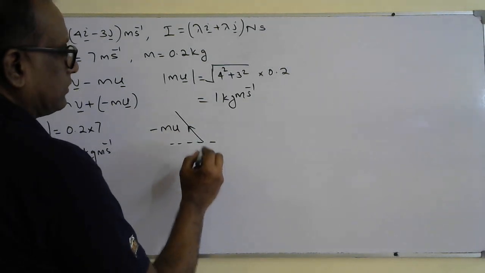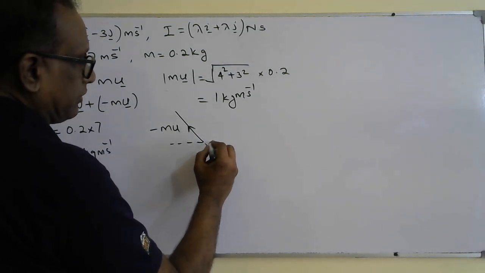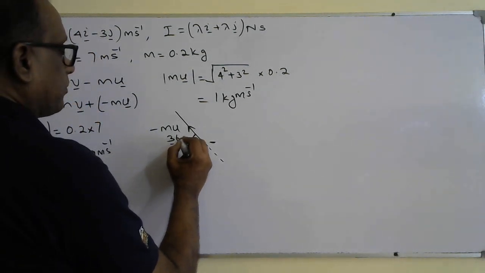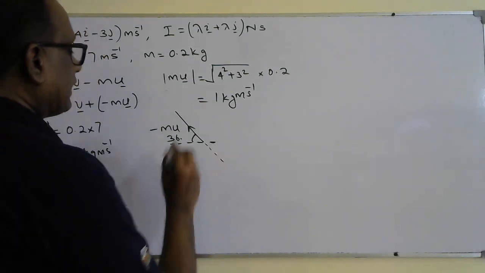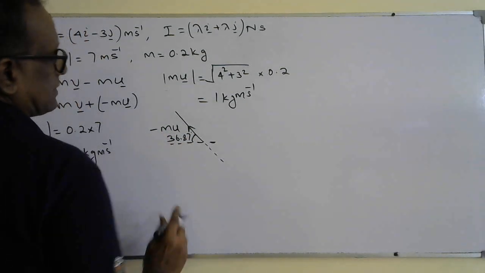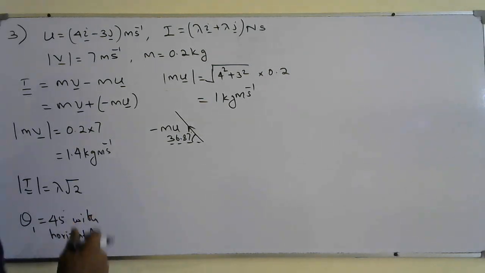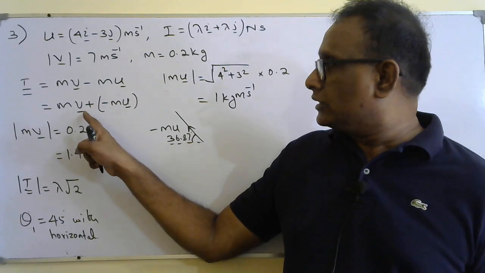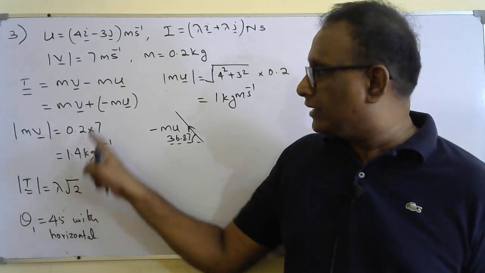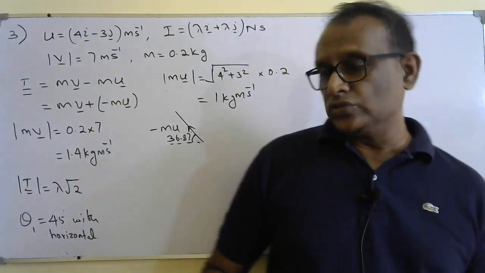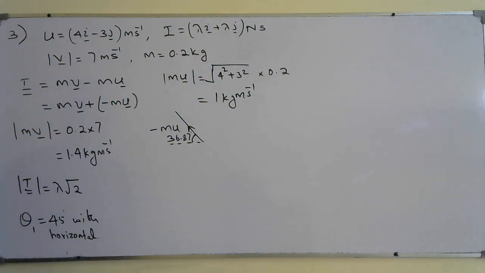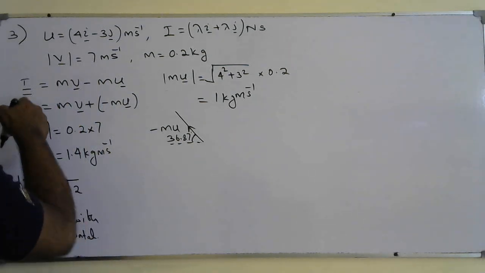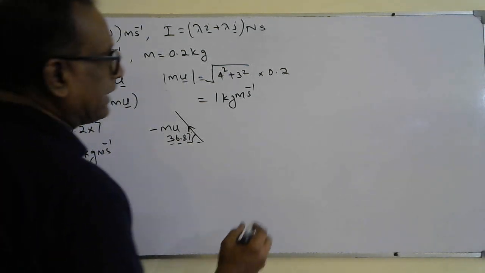We found the direction of mu, we found theta, 36.87 degrees. So this is 36.87 degrees, the opposite angle. This is minus mu. Okay, so we need to find the vector I, which is equal to the addition of vector mv and minus mu. We don't know the direction of mv, but we know the numerical value of mv. We know the direction of mu. For the resultant vector, we know I is at 45 degrees. So we'll think about the resultant vector first.